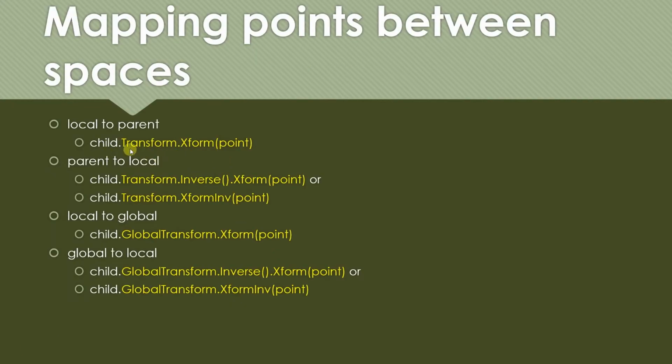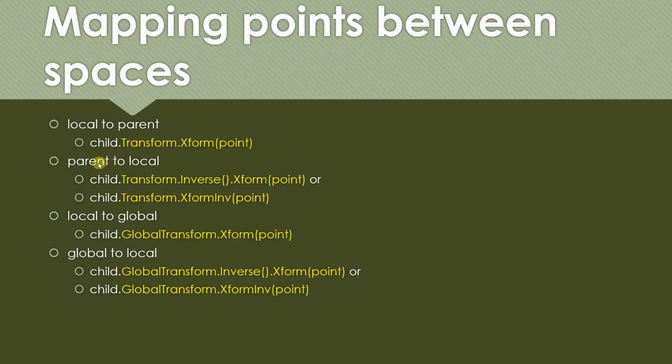Here's how you do it. For your child node, get its transform property, then call the xform method of the transform property. Pass in the point, and what you get out is the point relative to the parent. So this is how you go from local to parent.